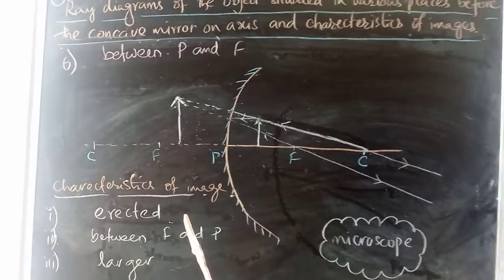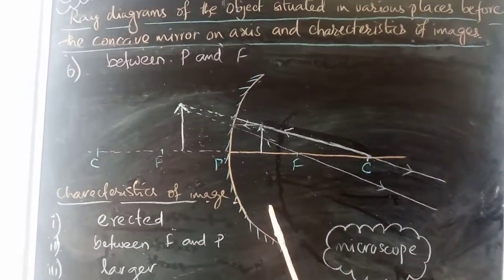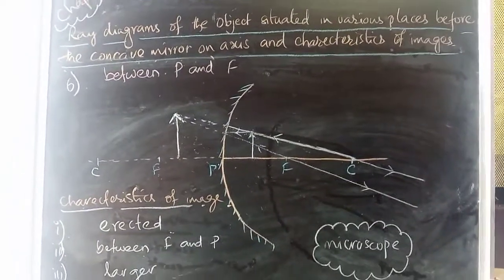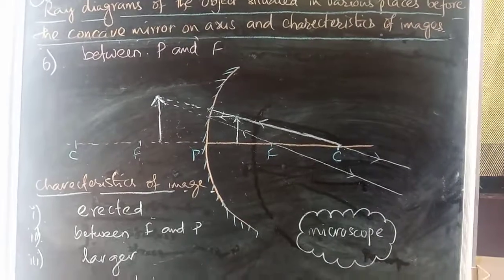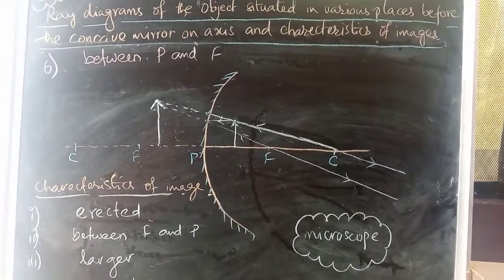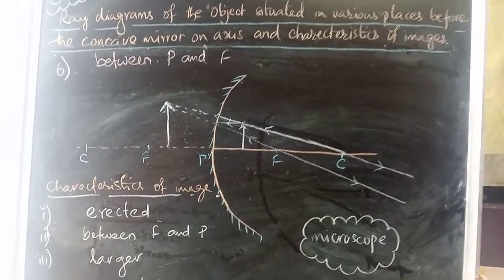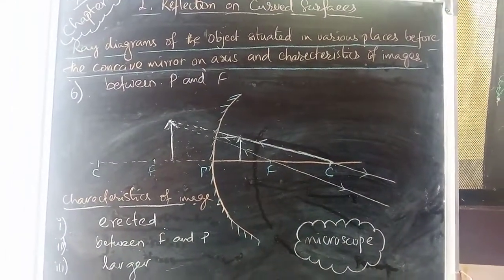Okay, so this is a very important diagram for your examination. These are the six situations before the concave mirror, where the object is placed in various positions, with the ray diagrams of the images and the characteristics of the images. Okay, do you understand, children? Okay, good.